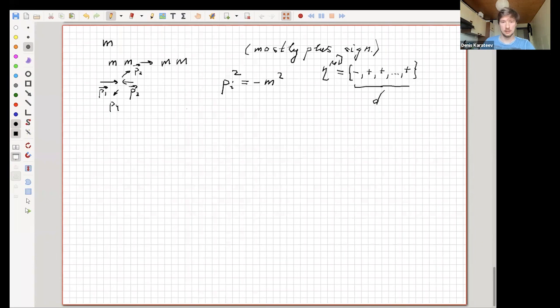So p1 squared is minus p1 zero squared plus the spatial part squared. All right. So basically you have the scattering of particles, and each particle obeys this constraint in d dimensions. So to write the scattering amplitude, it depends on four momenta, p1, p2, p3, p4. And when I don't put any index, I mean the full spacetime dimensional index. So I can put mu here if you want. So that is your scattering amplitude.